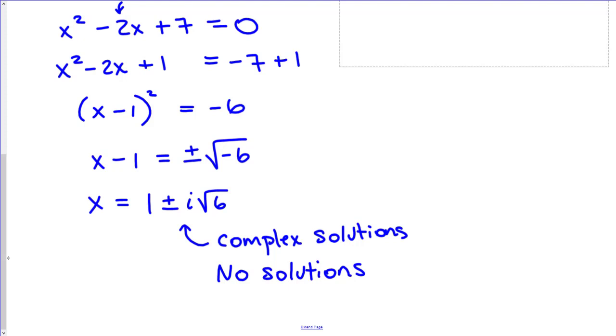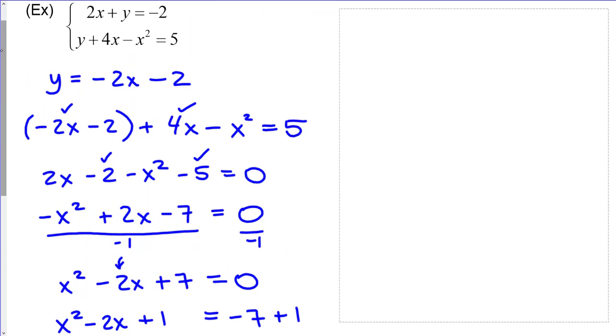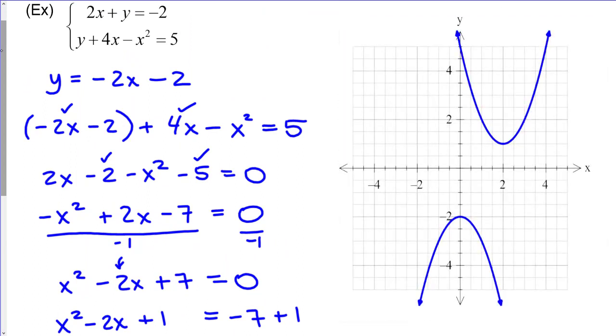However, if the homework asks you to provide the complex solutions just for practice, make sure to do that, but understand that this is a result that tells you that the graphs just don't intersect. And so that you can see it visually, here are the graphs of those two equations, which do not intersect one another.